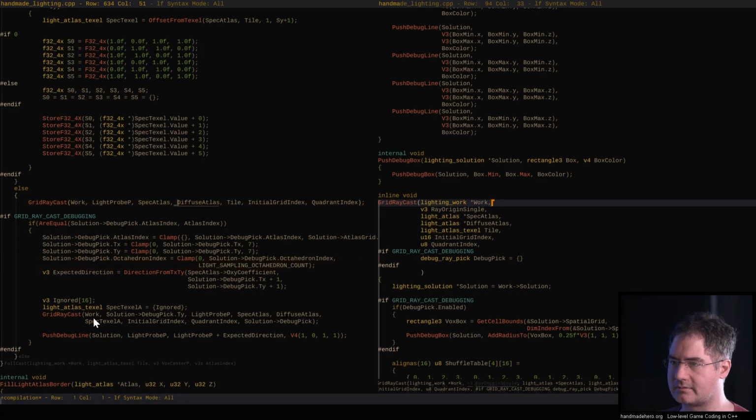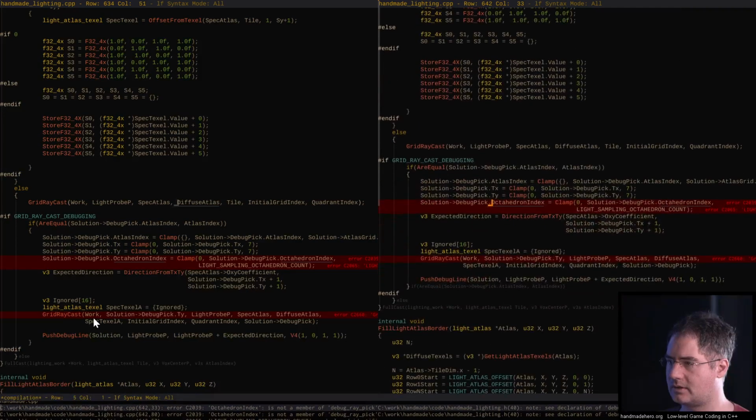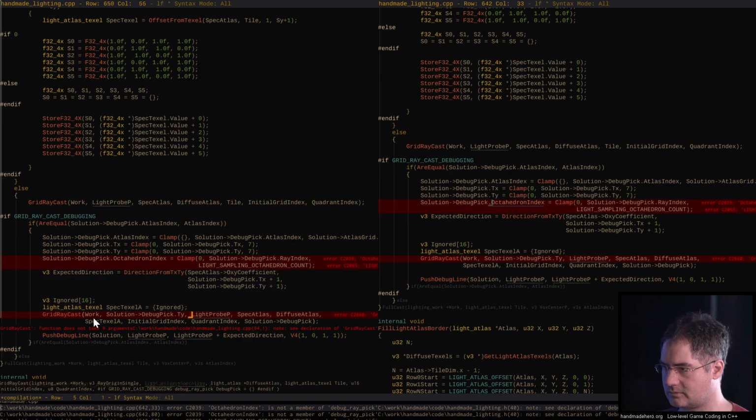The SY needs to go away. And this ray index needs to be clamped to... I guess I don't know what atlas index means here. Atlas index is just the global enumerator, I guess.